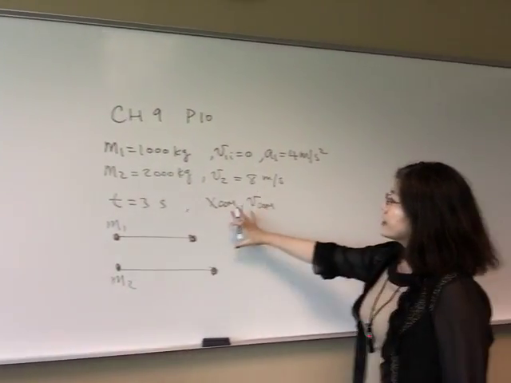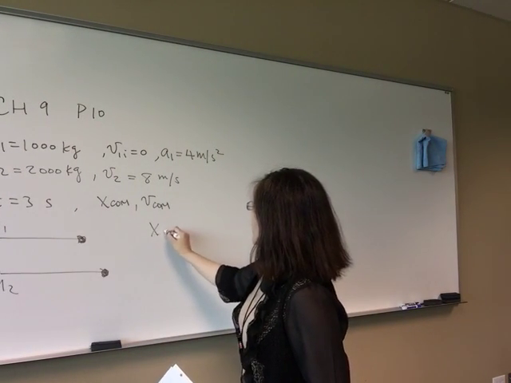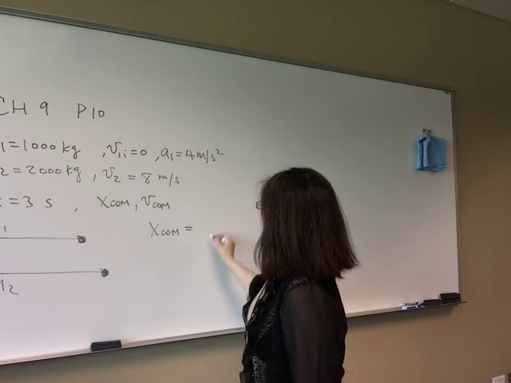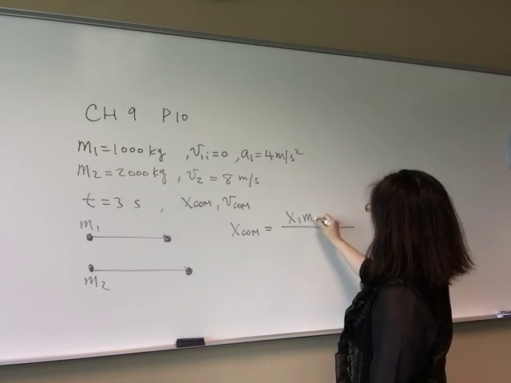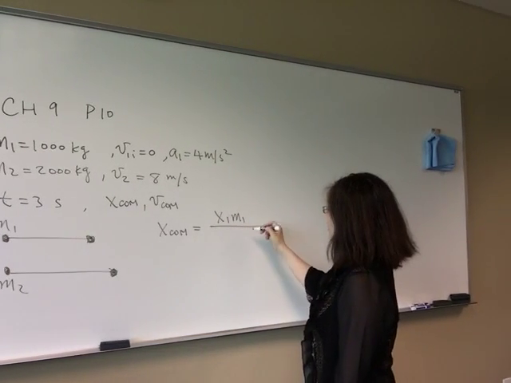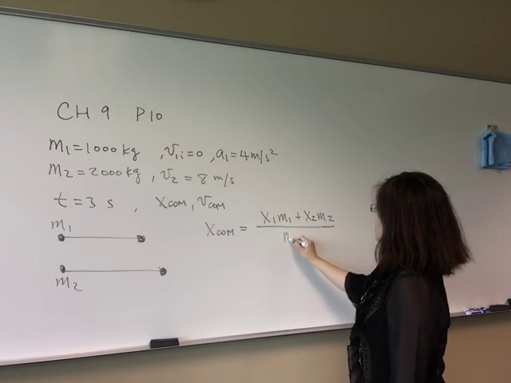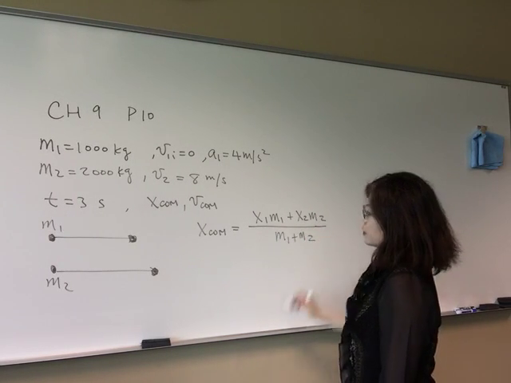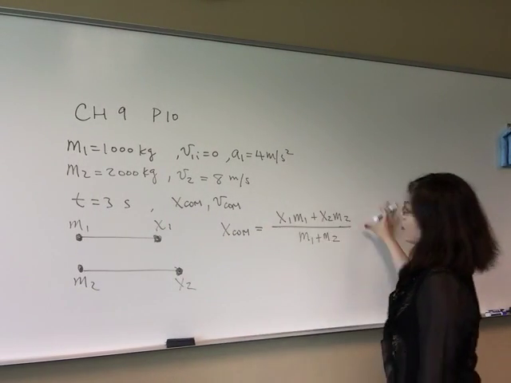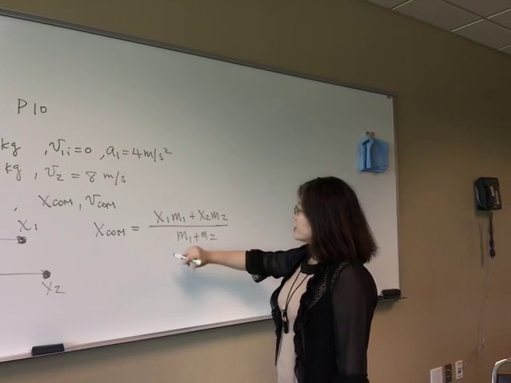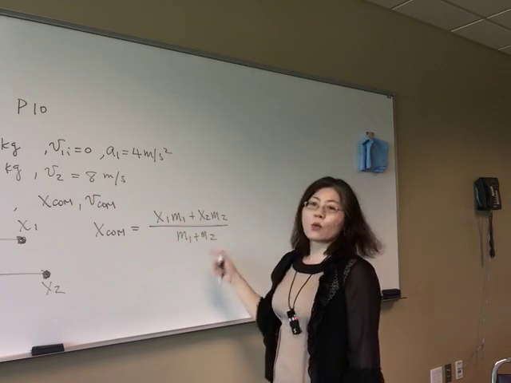We basically start from the definition. What is the definition of COM for position? If you remember, that's equal to the position of the first one times the mass of the first one, plus the position x2 times m2, over the combined mass, m1 plus m2. So let's say this is your x1 and this is your x2. This is how you calculate the center of mass. Both masses are given, so we need to figure out what x1 and x2 are.